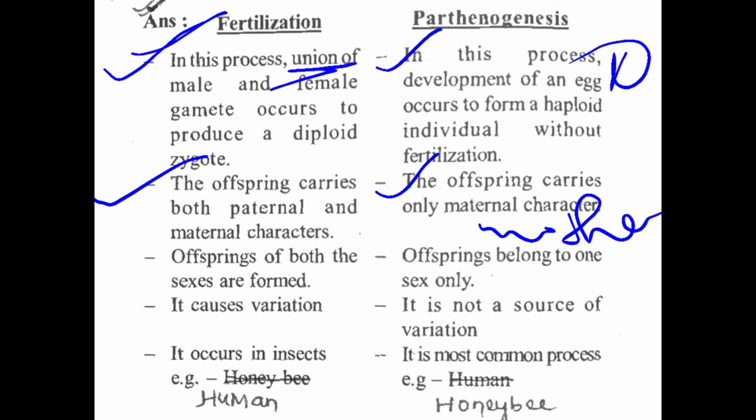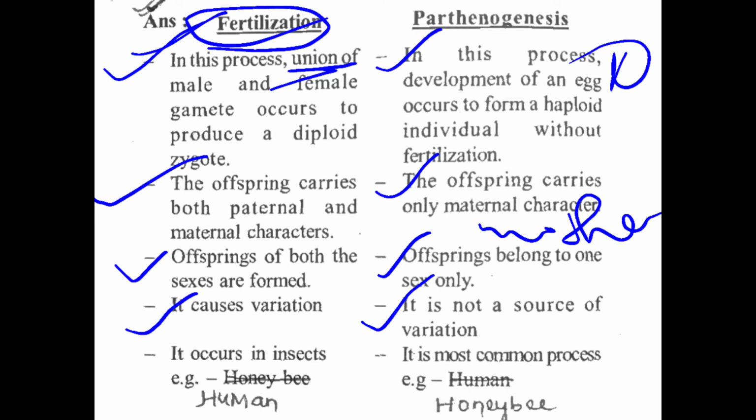Offspring of both sexes are formed, that means both male and female will be produced. But in case of parthenogenesis, offspring belong to one sex only. Fertilization causes variation. But parthenogenesis does not cause variation.